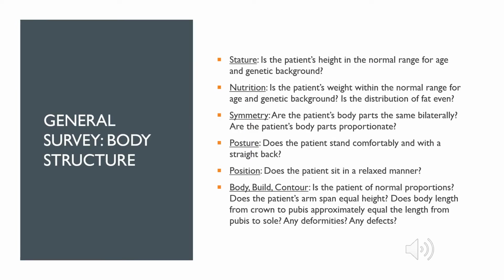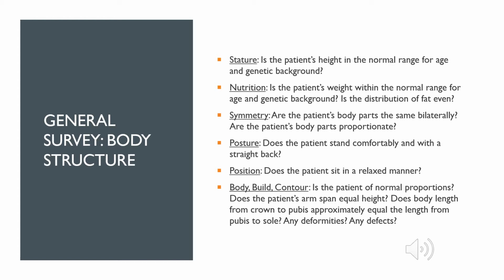The next area we want to look at in the general survey is the body structure. So is the patient's height in the normal range for the patient's age and genetic background? And that's referred to as stature. Does the patient appear to be within the normal range of their weight for their age and genetic background? Is the fat distributed evenly? And you're looking at the nutrition.